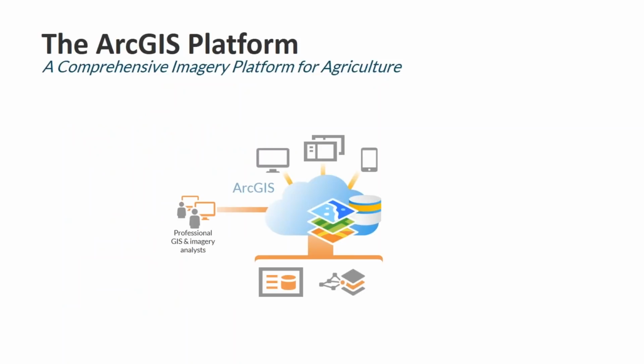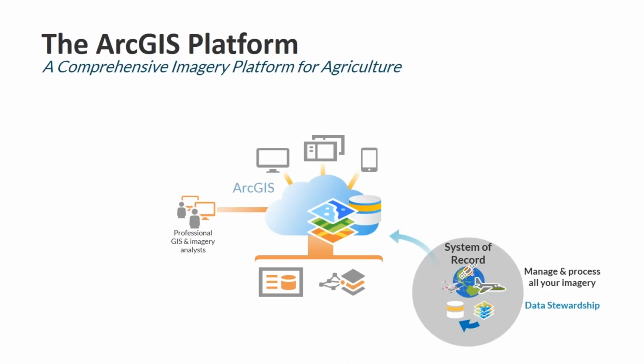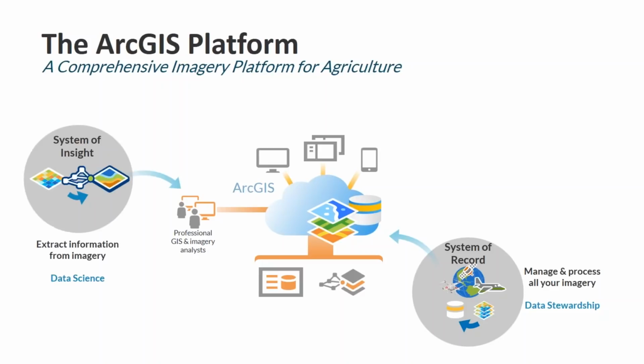So what we've been showing today is really ArcGIS as a platform, but a comprehensive platform for imagery, agricultural imagery. And there are really four key components of it. One is the system of record. This is the aspect as a data manager where you have your imagery and you want to manage and process that imagery. That may be satellite imagery, aerial imagery, or drone imagery, and you want to manage that, and that's really part of the data stewardship component as well.